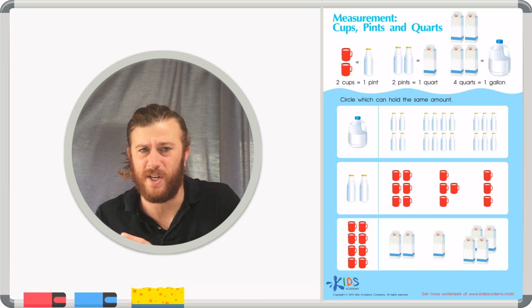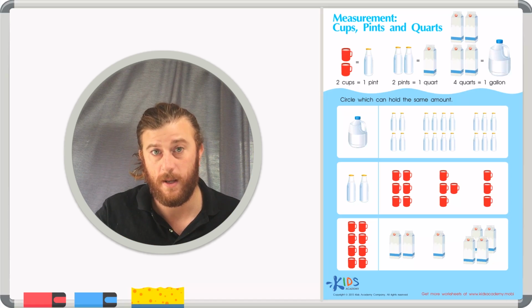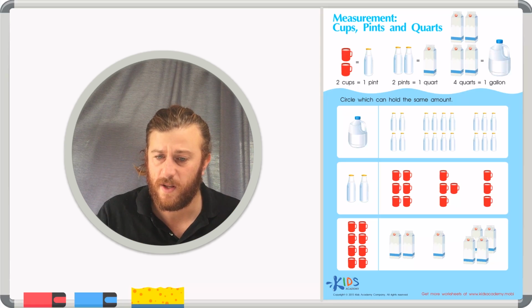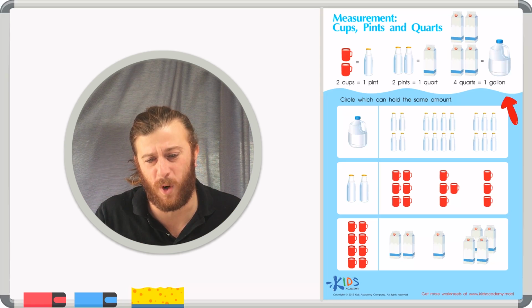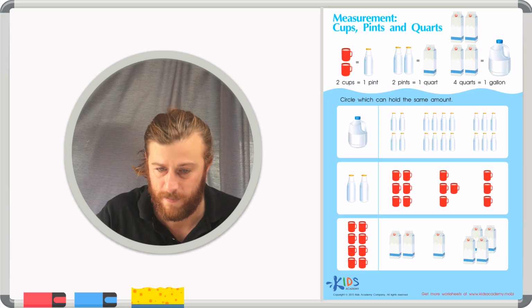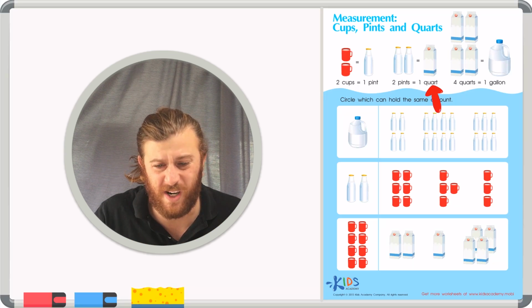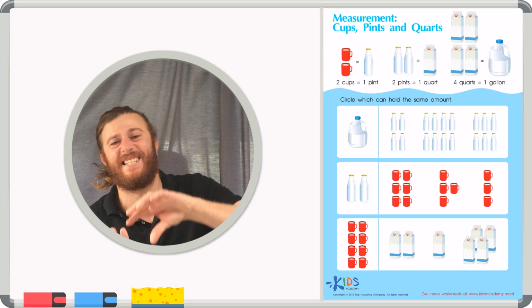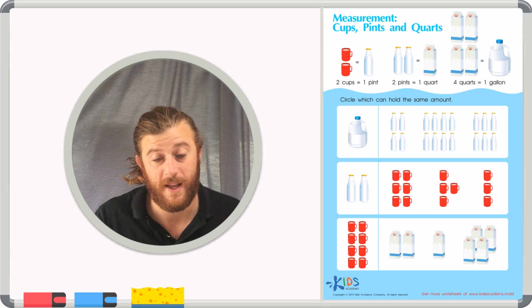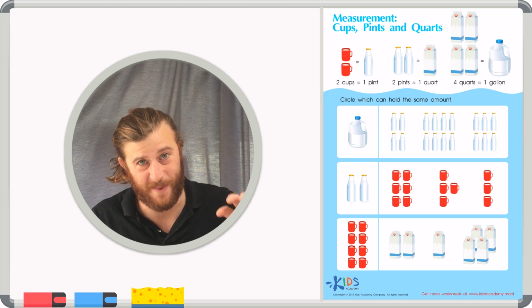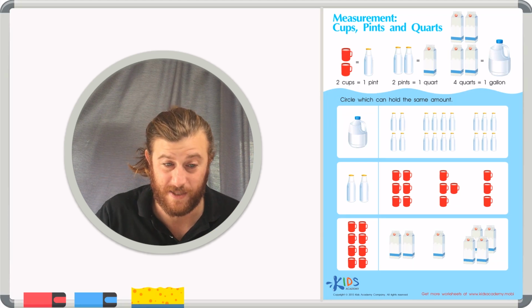You can also read this information backwards, meaning making the units from big to small. We have 1 gallon equals 4 quarts, meaning 4 quarts fit inside 1 gallon. We have 1 quart equals 2 pints. Same thing, 2 pints would fit inside of 1 quart. And 1 pint equals 2 cups, meaning 2 cups would fit inside of 1 pint.